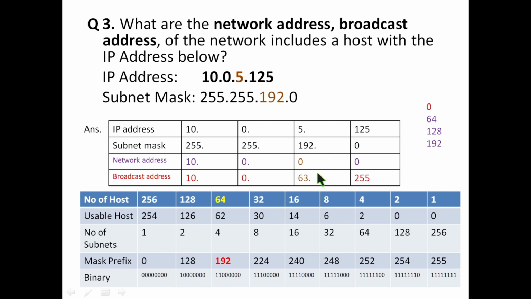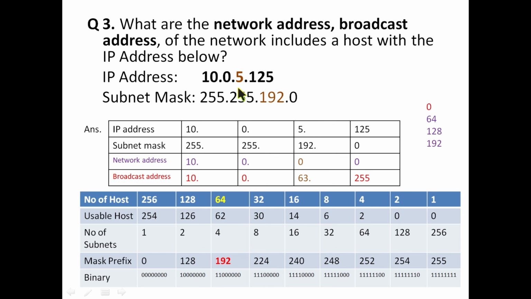If it is not, then we have to check the table. So it is 192. The number of hosts is 64. The first subnet will be 0. Next will be 64, plus 64 will be 128, plus 64 will be 192. The number of subnets will be 4.